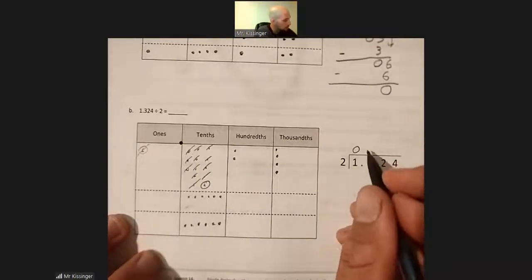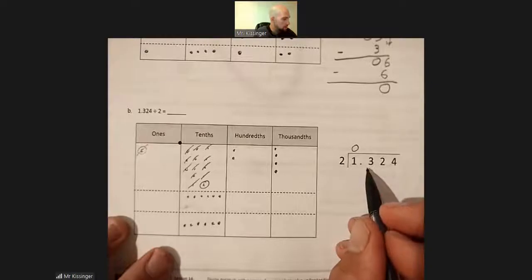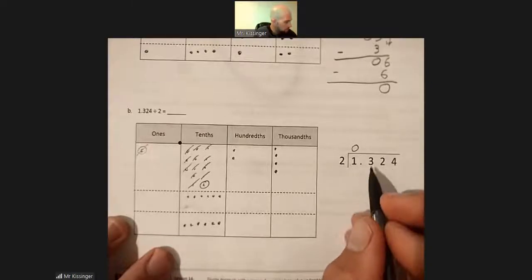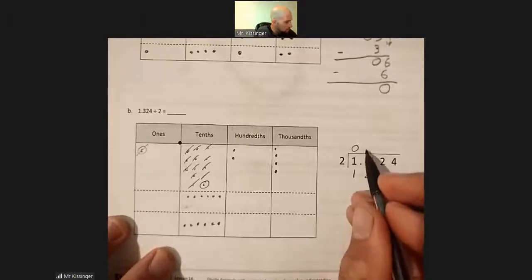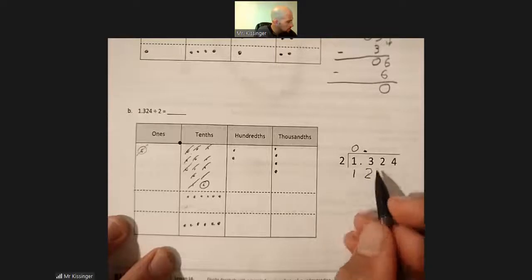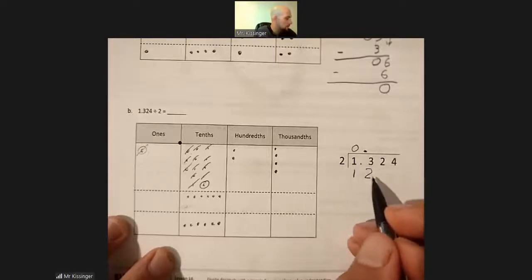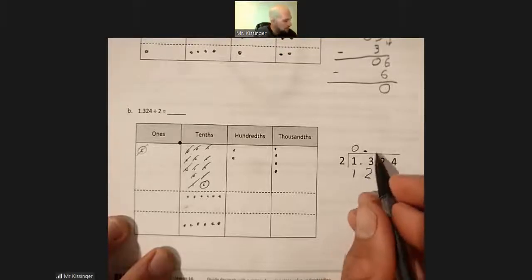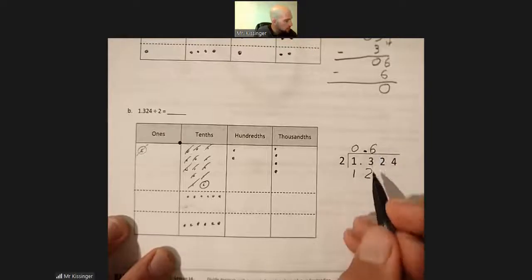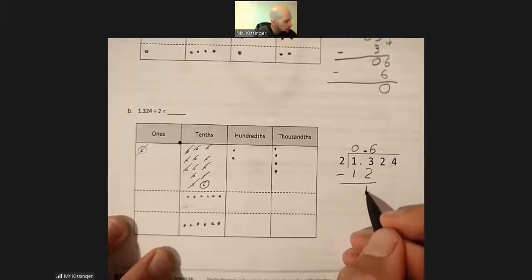So what that'll look like in our standard algorithm here to our right: 2 into 13. Make sure we bring our decimal point up here. We can do 12 divided by 2. That's going to give us 6. And then we're going to subtract. That's going to give us 1 left over.